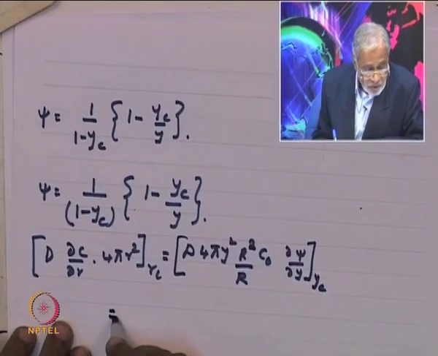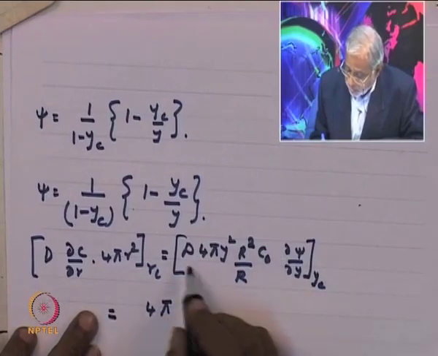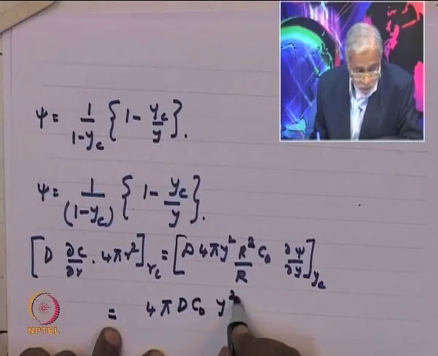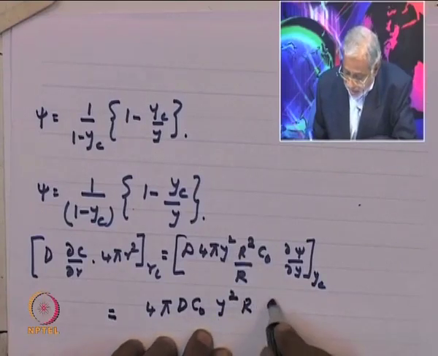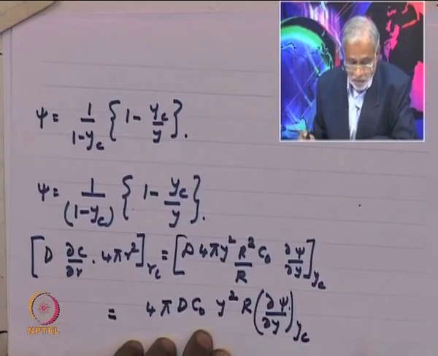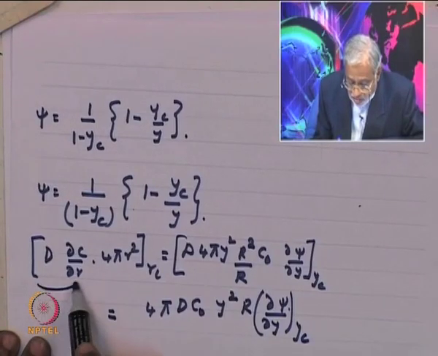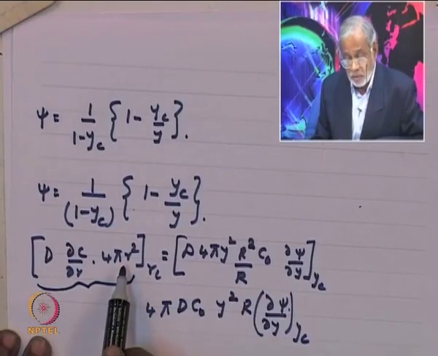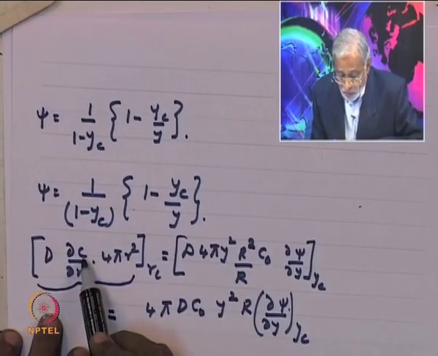Alright, now let us take this further. 4 pi, where is this D? I have forgotten, the D is here. 4 pi D c naught y squared, this r squared, so it is r del psi del y at y c. Is it all right? What I am saying is, we know that this is the term we are interested in, D del c del r 4 pi r squared, which we must calculate. We know what psi is, therefore, I put everything in terms of psi by converting r to y.